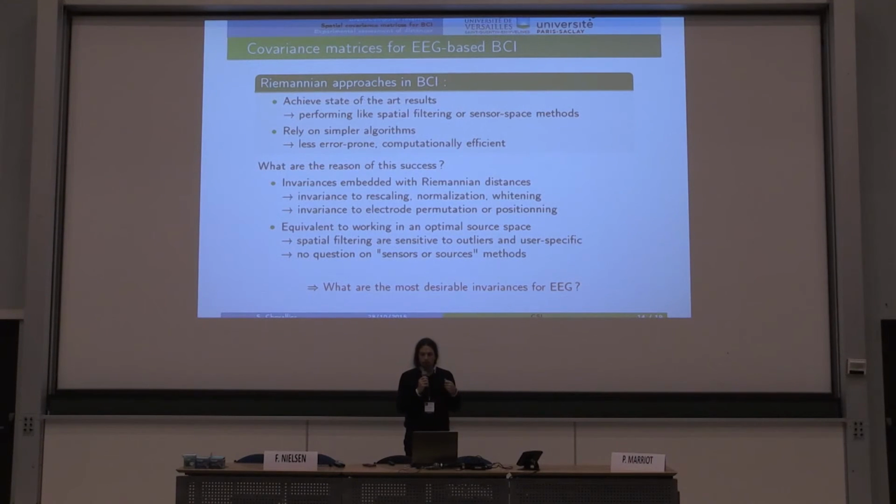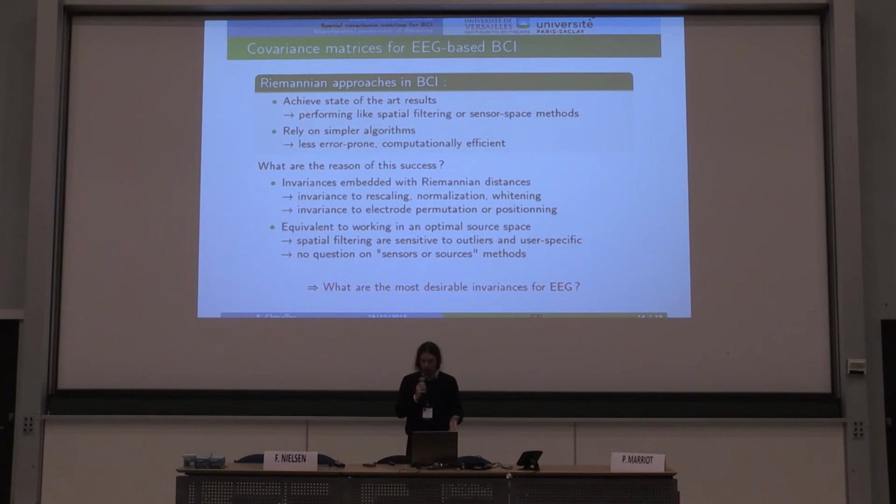If we try to explain the reason for this success, I think it lies with the invariances embedded within Riemannian distances, which offer invariance to rescaling, normalization, whitening of data, and also invariance to electrode permutation or electrode positioning. So it's really interesting to look at that side.